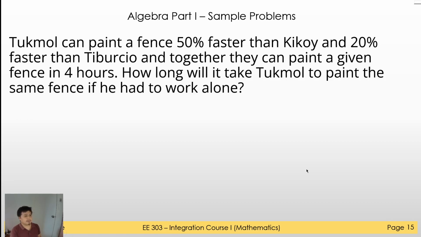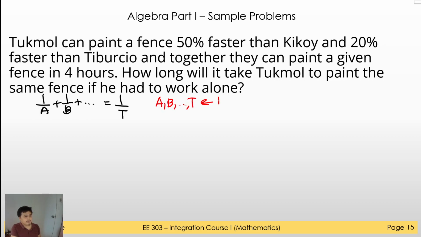Okay, so we have a work problem. Tukmol can paint a fence 50% faster than Nico and 20% faster than Titusho, and together they can paint a given fence in 4 hours. How long will it take Tukmol to paint the same fence if he had to work alone? Okay, so how do we do this? For work problems, we have 1 over A plus 1 over B and so on is equal to 1 over the total hours to finish. So what do A and B and T mean?